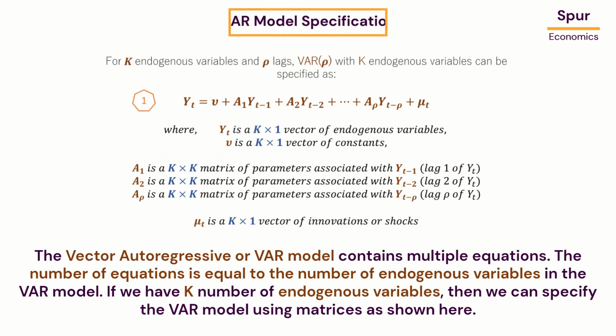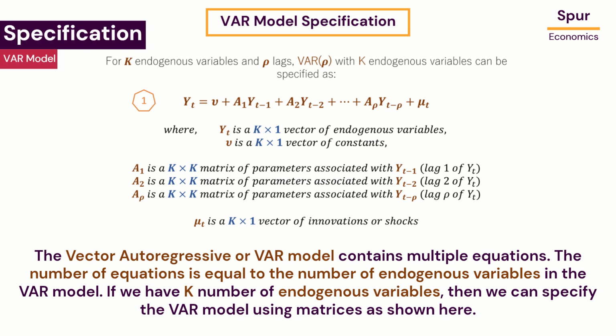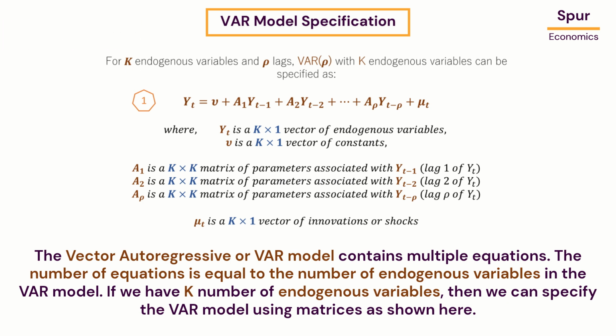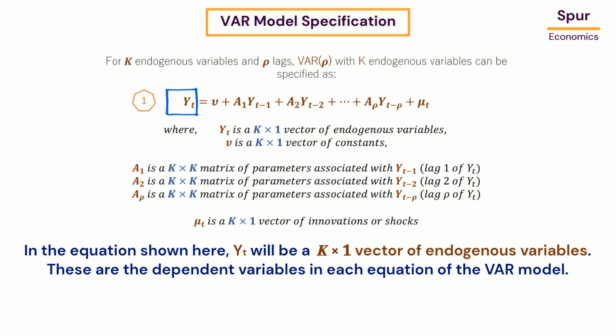The vector autoregressive or VAR model contains multiple equations. The number of equations is equal to the number of endogenous variables in the VAR model. If we have k number of endogenous variables, then we can specify the VAR model using matrices as shown here. In the equation shown here, yt will be a k by 1 vector of endogenous variables. These are the dependent variables in each equation of the VAR model.